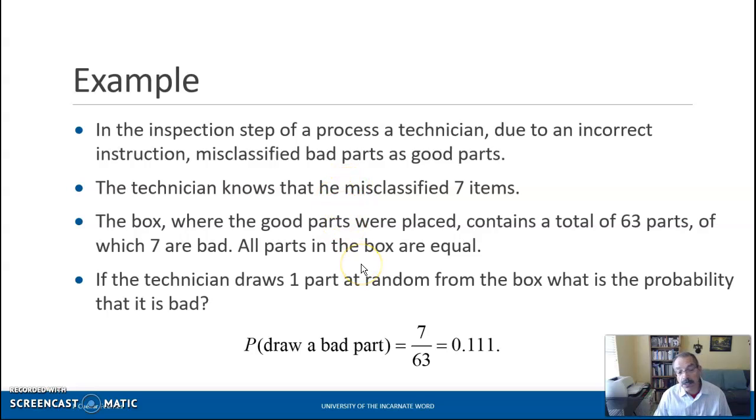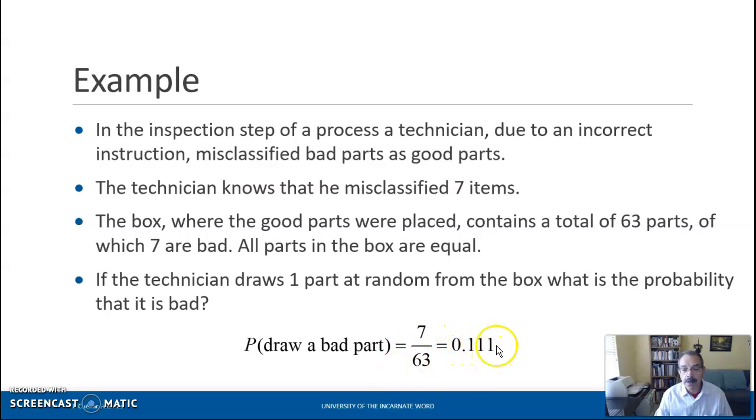So if the technician draws 1 part at random from the box, the question is, what is the probability that that part is a bad part? Again, when he puts his hand in the box, he doesn't know if he's touching a bad part or a good part. He has no way of distinguishing it, and he's drawing a part at random. So every part in the box has an equal chance of being selected. And therefore, we can say that the probability of drawing a bad part is 7 out of 63, or 0.111.